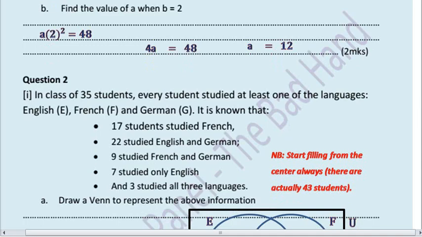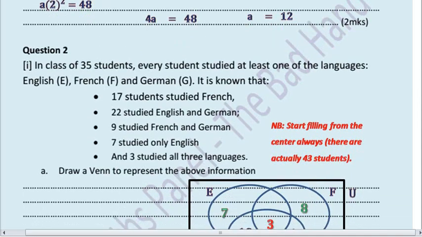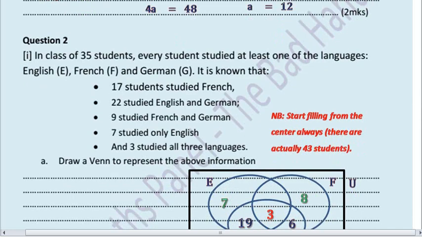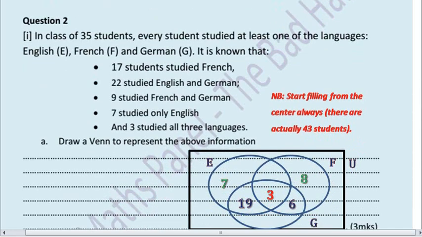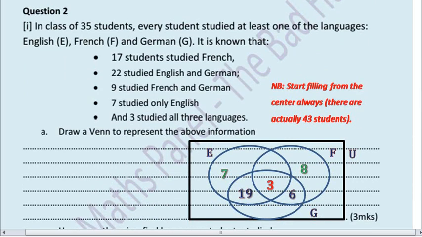First thing required here is to draw a Venn diagram to represent the above information. Note, in drawing the Venn diagram you have to always start at the intersection of all the 3 sets. So we start with E intersection F intersection G, and that gives us 3. Then the next thing we have here is 7 studied English only. English only means the person does not study French and German, so you have 7 here outside.